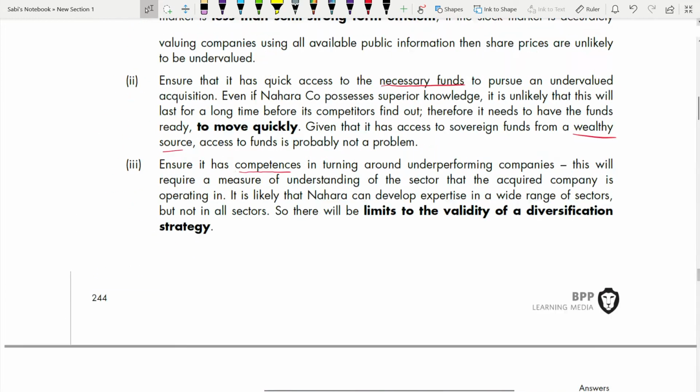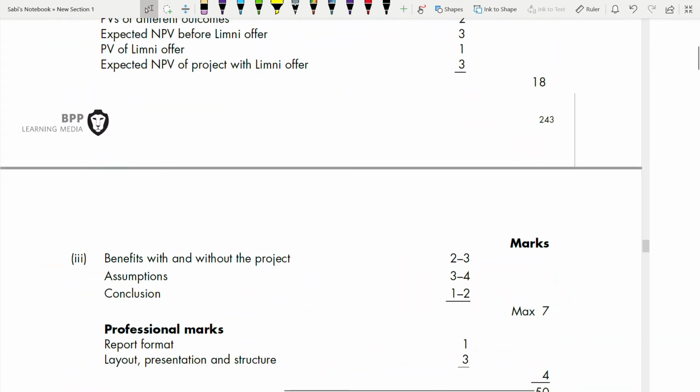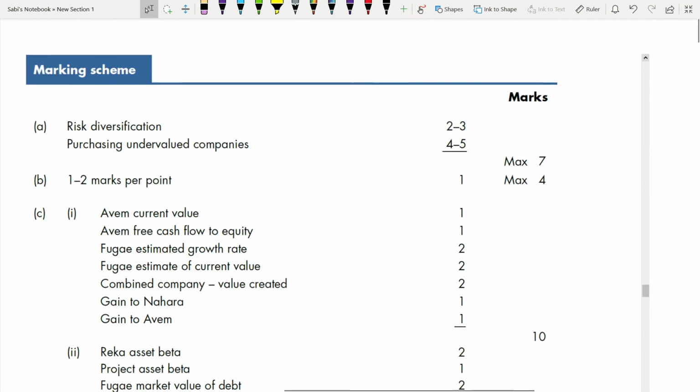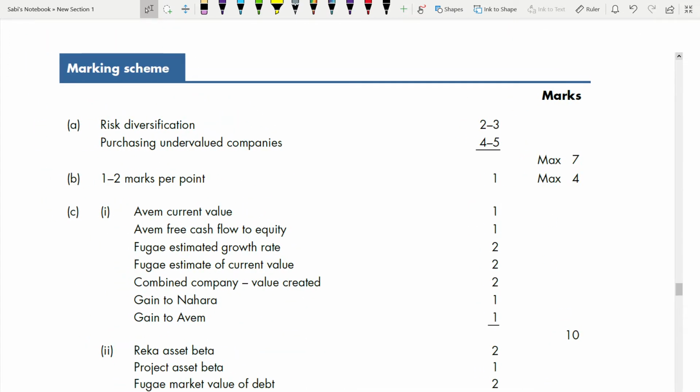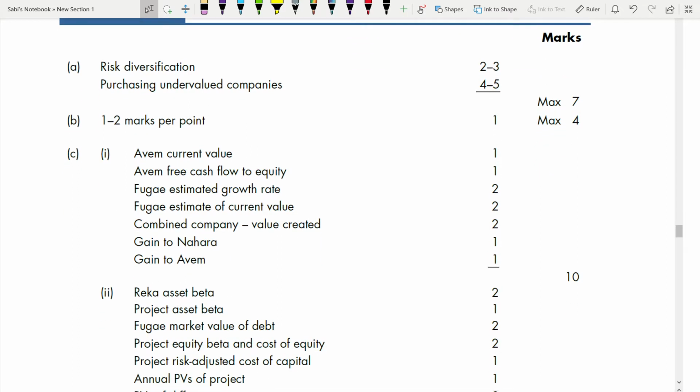Okay, so part A is over. 7 marks. We'll see how the 7 marks are awarded. So 2 to 3 marks for risk diversification, because for risk diversification you don't have many things to talk about. We usually get points where we can have more points to talk about. So purchasing undervalued companies is 4 to 5 marks. That means you should know something about undervalued companies. What are the points you have to know? Just now the points we have discussed.